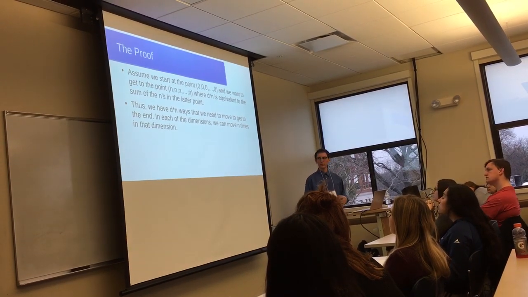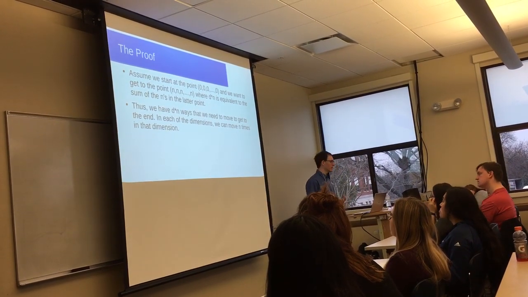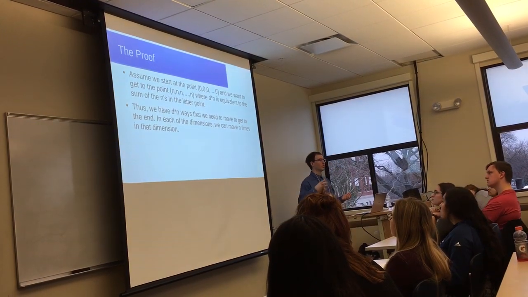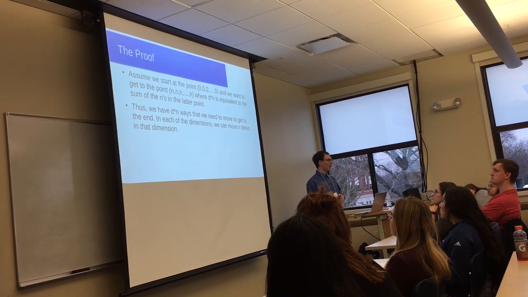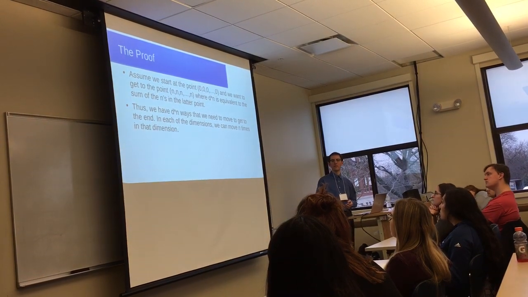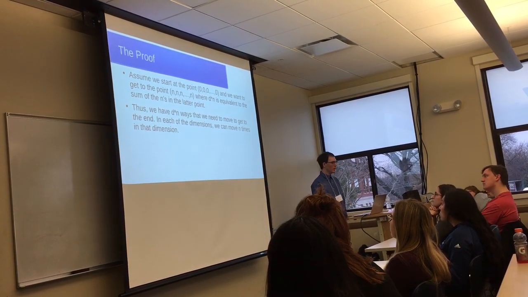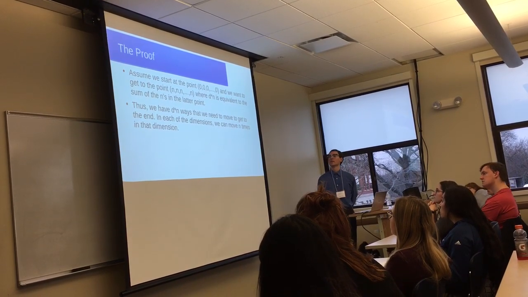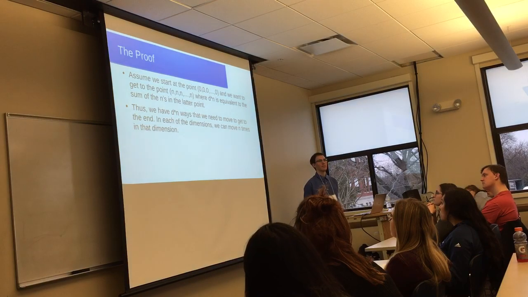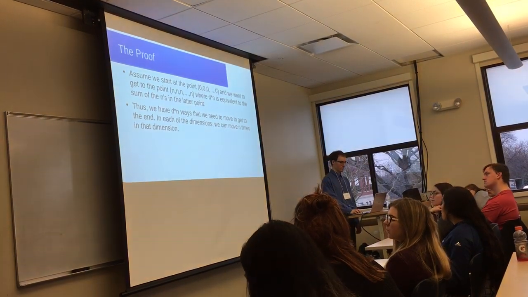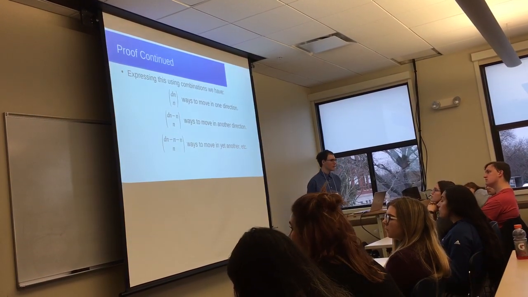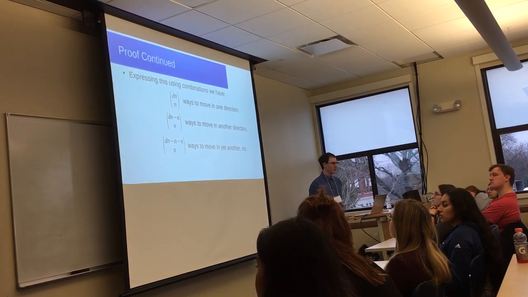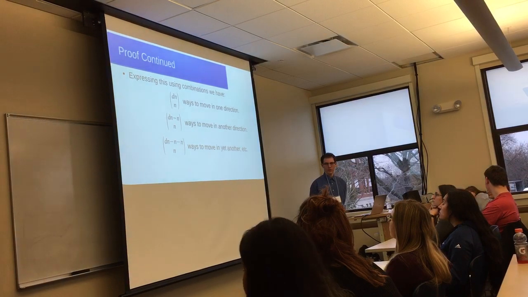So here's an actual explicit proof of what I found. Assuming we start at the position 0, 0, 0, etc., we want to get to the point n, etc., where d times n is equivalent to the sum of the n's in the latter point. We have d times n moves that we need to make to get to the end. In each of the dimensions, we can move n times in that dimension. So expressing this using combinations, we have dn choose n ways to move in one direction.